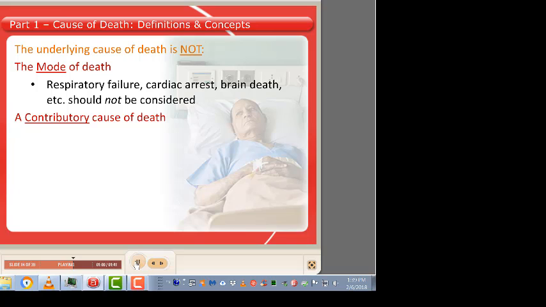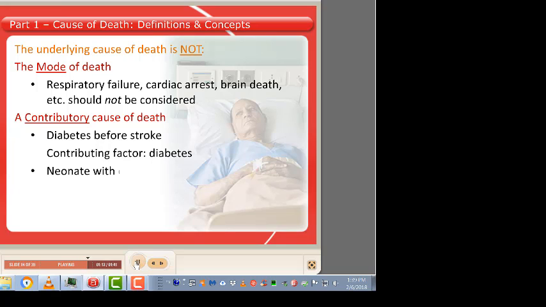For example, if a person dies of a stroke but had diabetes in the past, then diabetes may have contributed also to this condition. Similarly, if a neonate dies of diarrhea and also has low birth weight, then low birth weight may be a contributory cause of death.